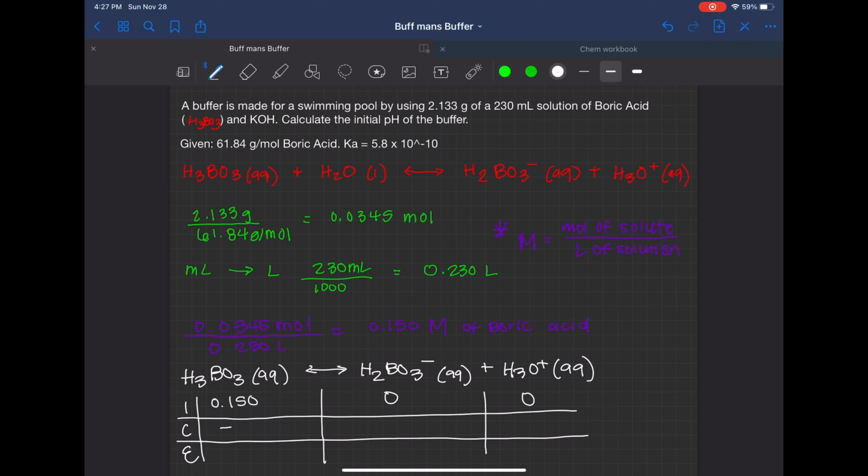And we'll put in our initial values, and our only initial value is boric acid at 0.150 molarity. And then we'll put in our change in values, which is going to be minus x for the reactants and plus x for the products. And then we'll add those together in our final line.